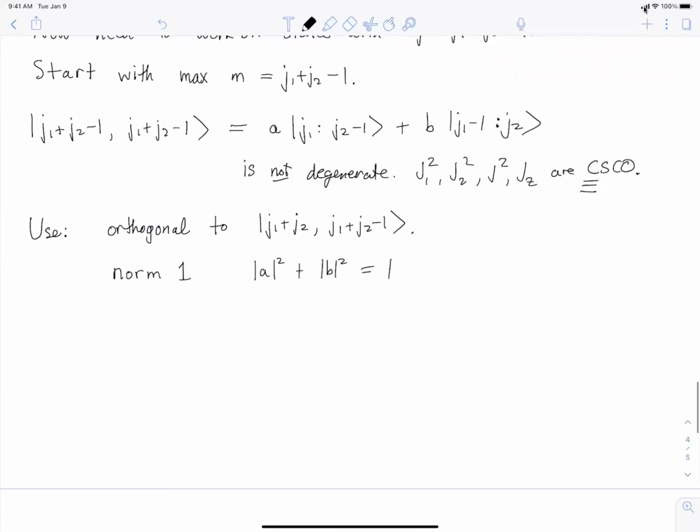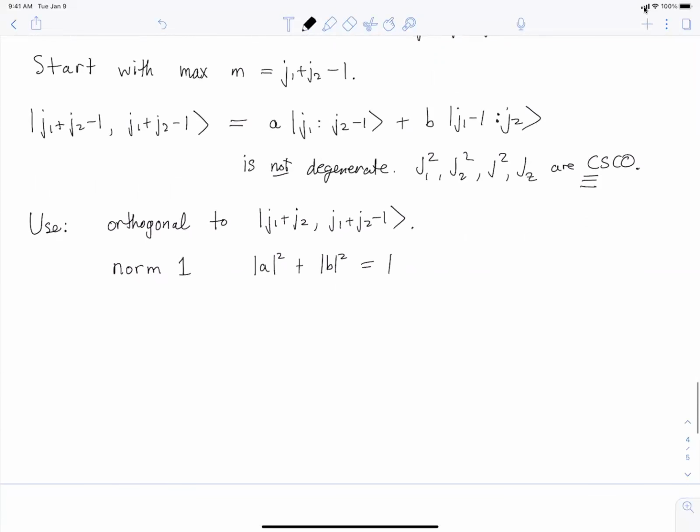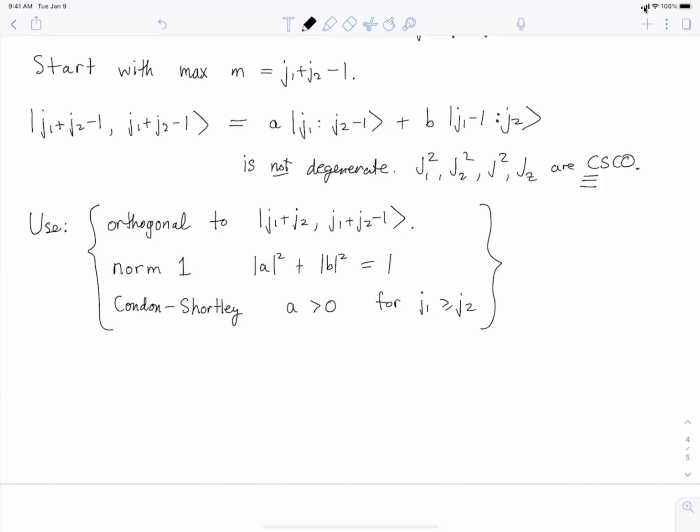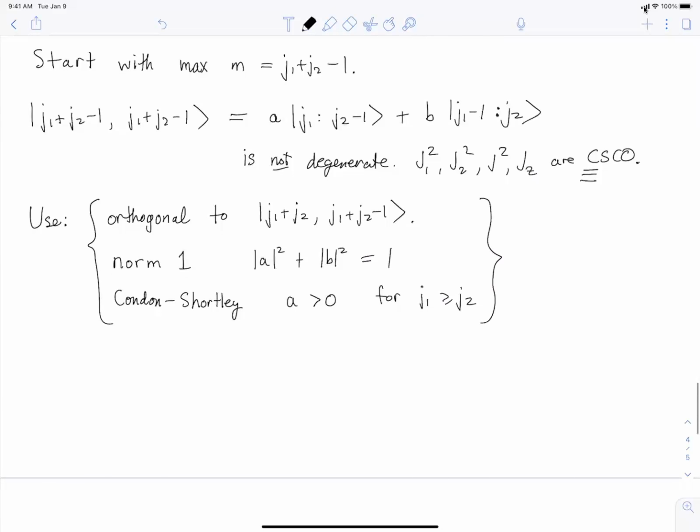And then that's not enough to quite finish determining A and B. The last thing we need is the Condon-Shortley convention. So this is just arbitrary, it's just a convention. But we agree to choose A to be positive. And so we choose A to be positive, assuming again, as we've already mentioned, that J1 is greater than or equal to J2. That's the Condon-Shortley convention. And now if you put all these facts together, okay, that uniquely determines A and B for you.